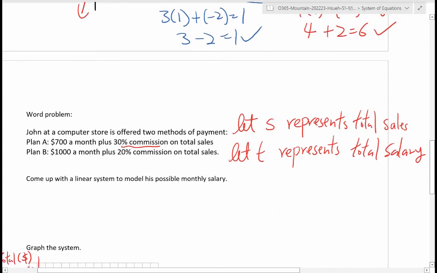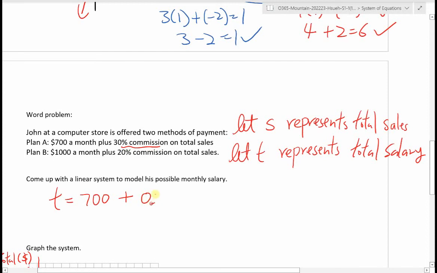Okay, so to create a system, well, the total amount of money you're going to receive for plan A is going to be $700 a month plus 30% commission. Now 30%, you need to convert into a decimal, and that is 0.3. It's 30% of the total sales. And remember, earlier in your math career, you learned the word of means multiplying. So 0.3 times S. So that's plan A.